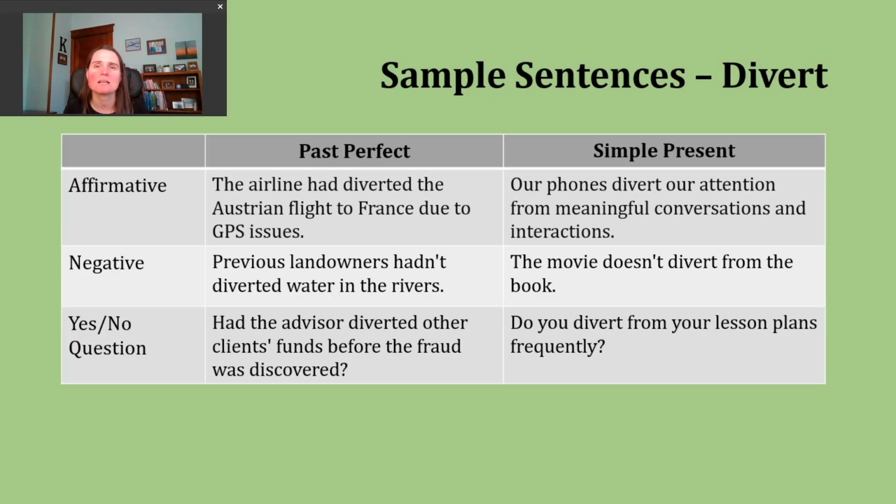To do this, again, we've got to pay attention to our subject. If our subject is I, you, we, or they, we use do not, and then the base verb. But if the subject is he, she, or it, we use does not, and then the base verb. You might also encounter the contractions don't or doesn't.